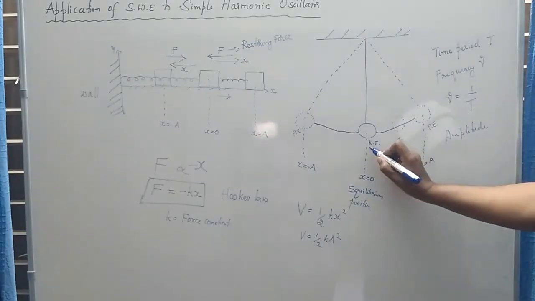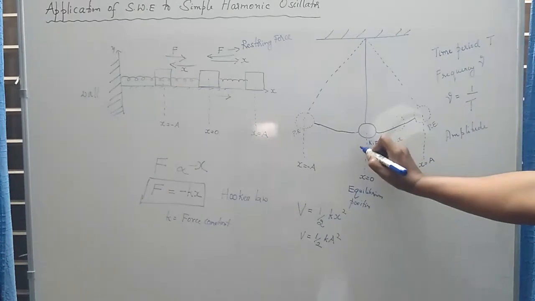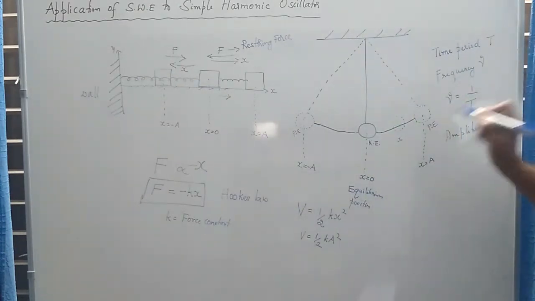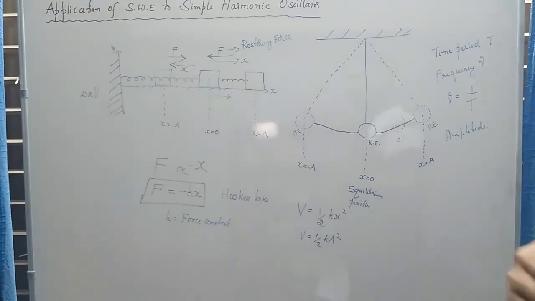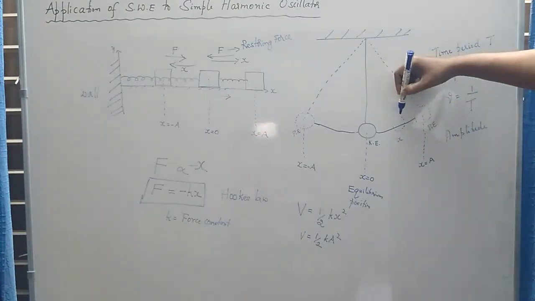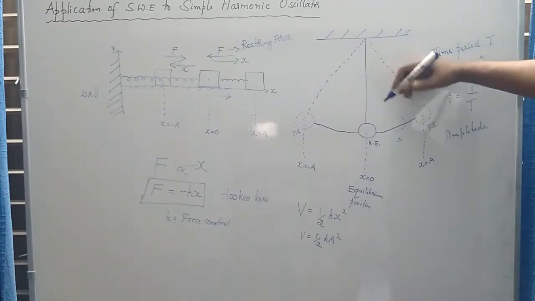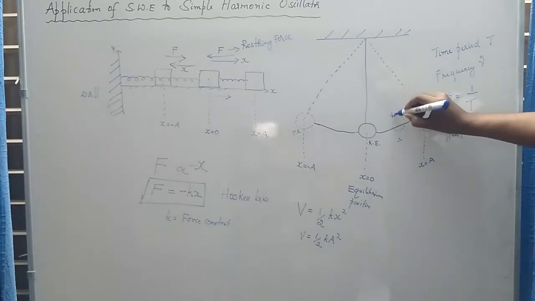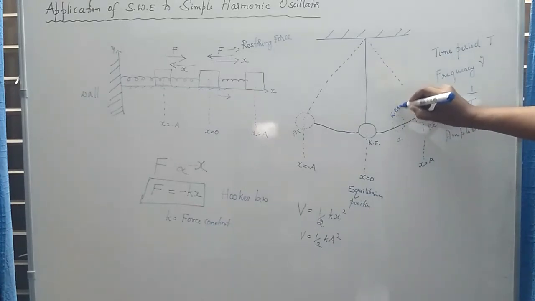So here potential energy is zero because all energy is in the form of kinetic energy. At these two extreme positions, kinetic energy is zero because all the energy is in the form of potential energy. Suppose I consider a certain intermediate position here, then the energy of the particle is the sum of kinetic energy plus potential energy.